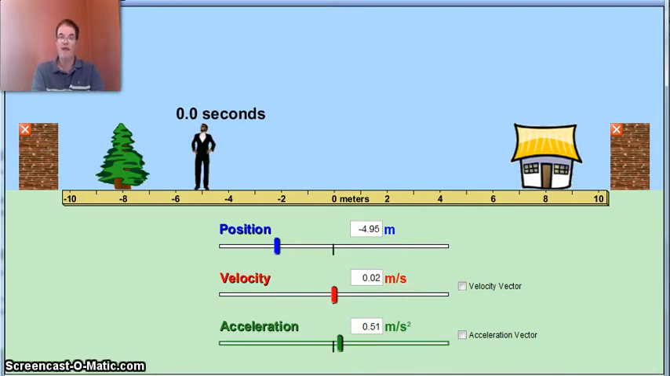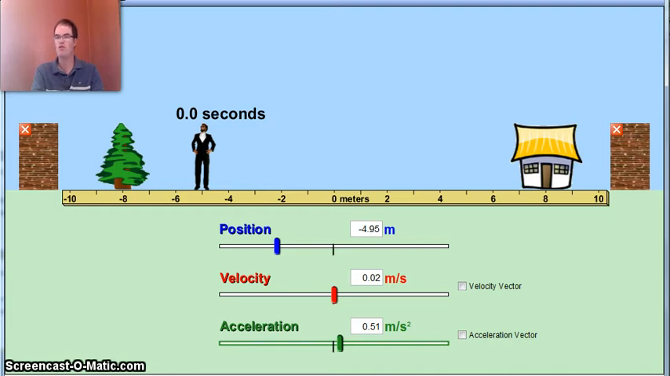In that example, we had the man moving at a constant velocity. What happens if we change the velocity? We see that changing the position over time causes a man to move at a constant speed. If we change the velocity over time, we do what's called acceleration. So down below, as you can see, I've set the acceleration at 0.51 meters per second, and it says meters per second actually squared. So it's meters per second each second.